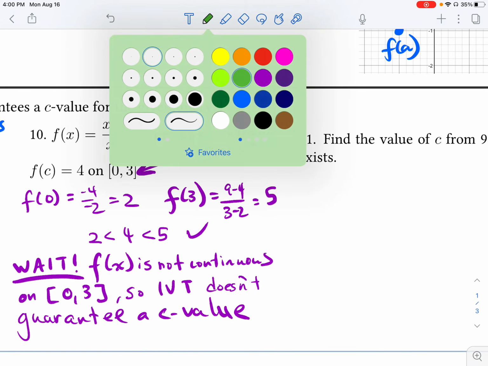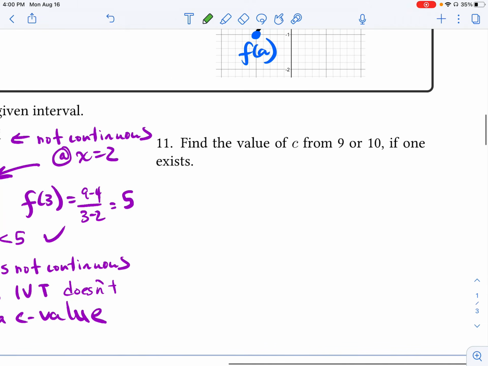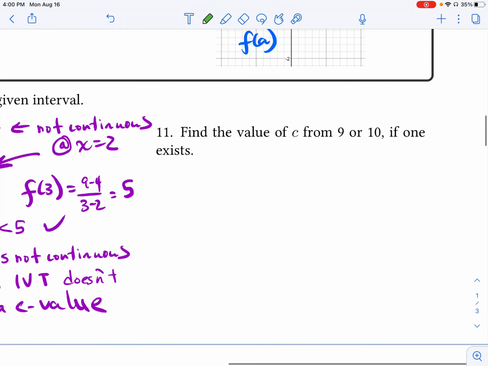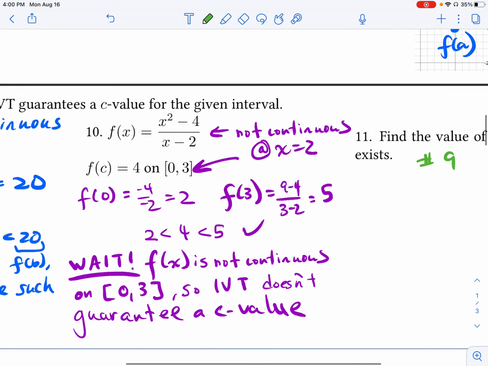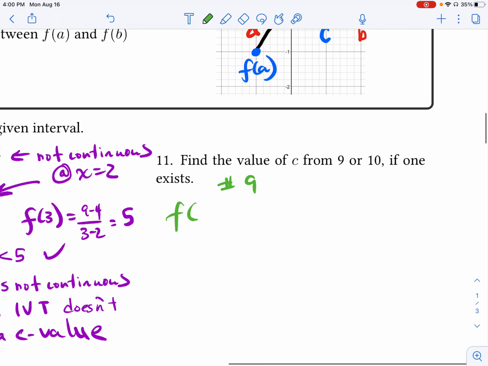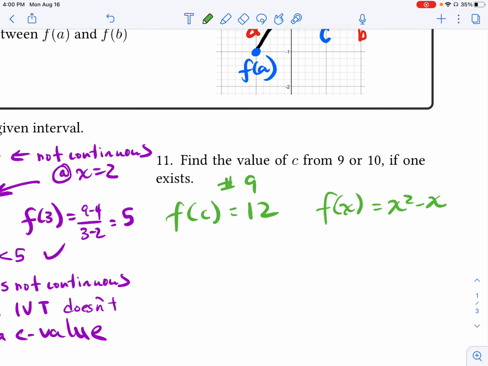Now, the last problem here is to simply ask, find the value of C from either 9 or 10 if one does exist. Well, one doesn't exist in number 10. So let's just do number 9. We know that f of C is equal to 12. So that result must be able to come out from this function, f of x is equal to x squared minus x. So let's find that C value.